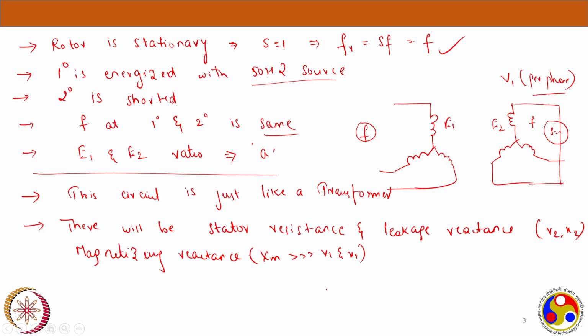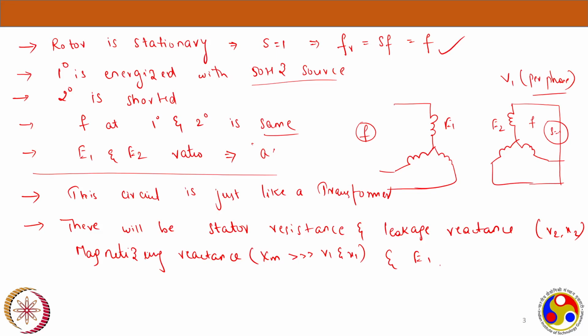Just to set up the flux in the core, we need to magnetize it, so it will take a large amount of current. That's the magnetizing current, and E1 will be there. So these all will be present in the equivalent circuit.